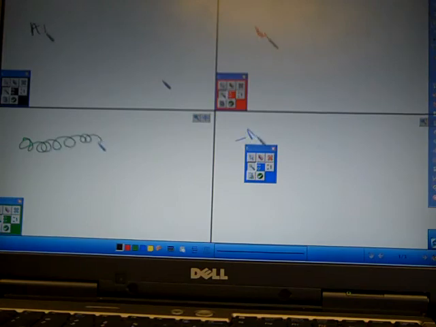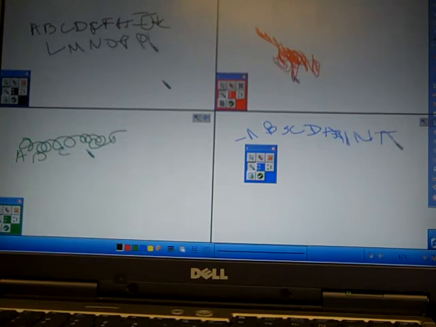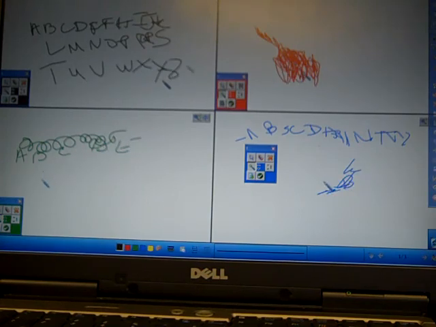A, B, C, D, E, F, G, H, I, J, K, L, M, N, O, P, Q, R, S, T, U, V, W, X, Y, Z. As you can see, there's quite a lag, so the upgrading of the BIOS has not helped our lag issue.